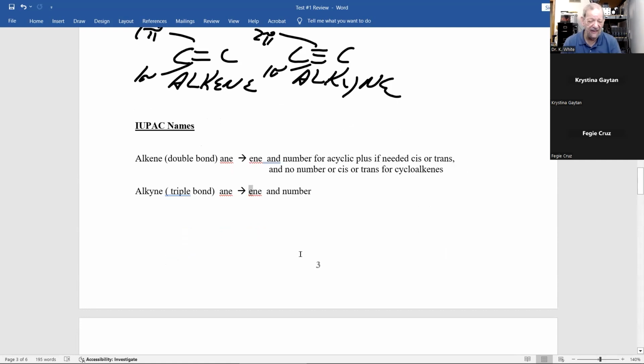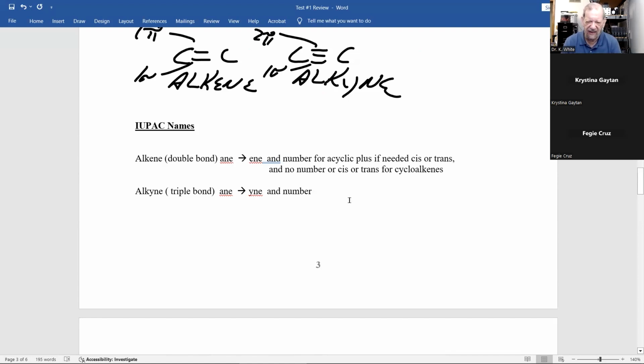And here's a mistake. Oops. Sorry about that. It should be YNE. Everybody correct that on yours. I'll try and correct it tomorrow morning. But anyways, for an alkene, a double bond, find the longest chain, name it as an alkane, drop the ANE ending, put ENE, and a number for acyclic, plus if you need cis or trans. No number or cis or trans for cycloalkenes.